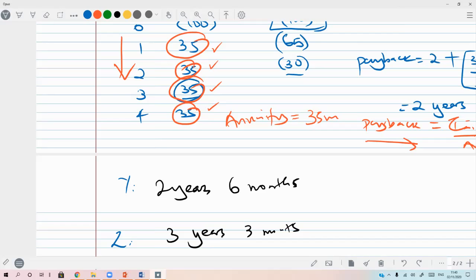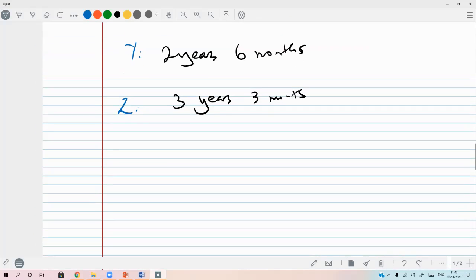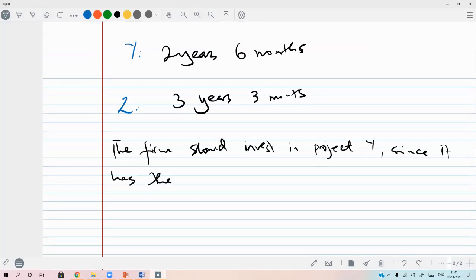Therefore we need to answer which one should we invest our money in? Is it X? Is it Y? Is it Z? Definitely the one that has the shortest payback period. In this case, therefore, project Y. The firm should invest in project Y, since it has the shortest payback period.